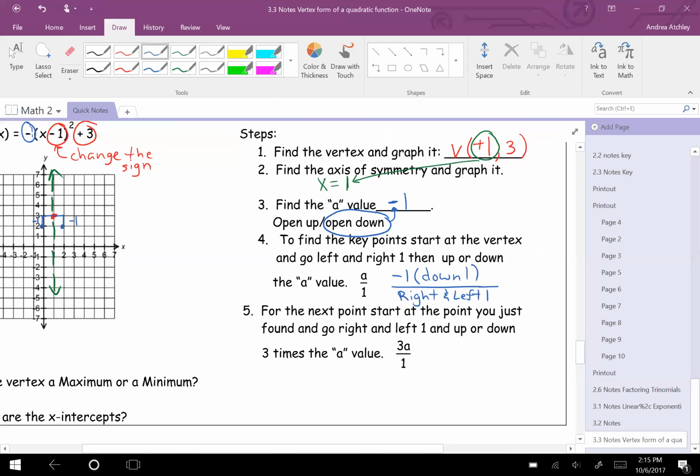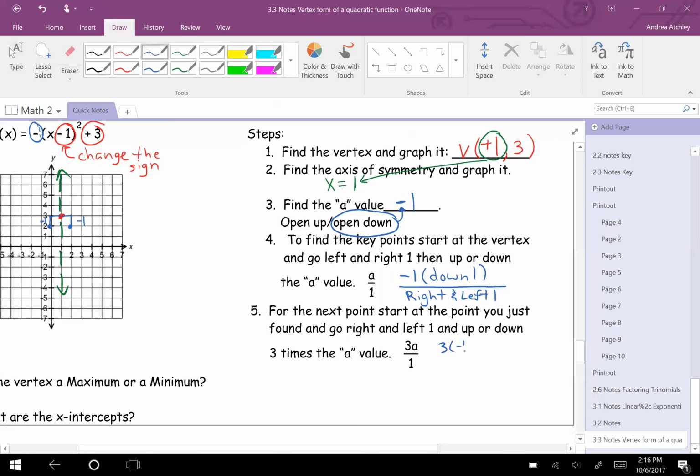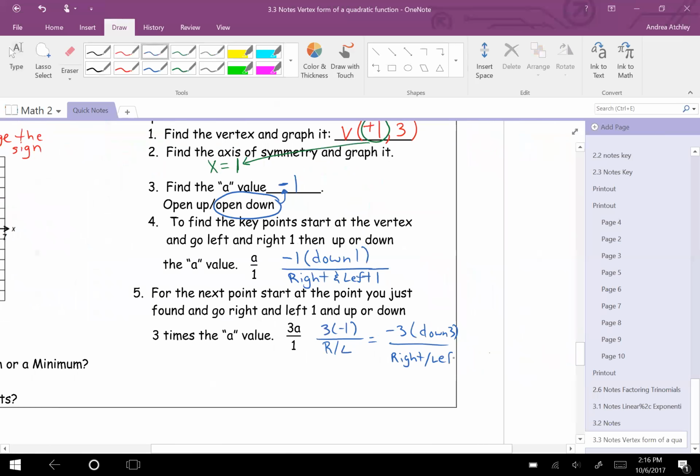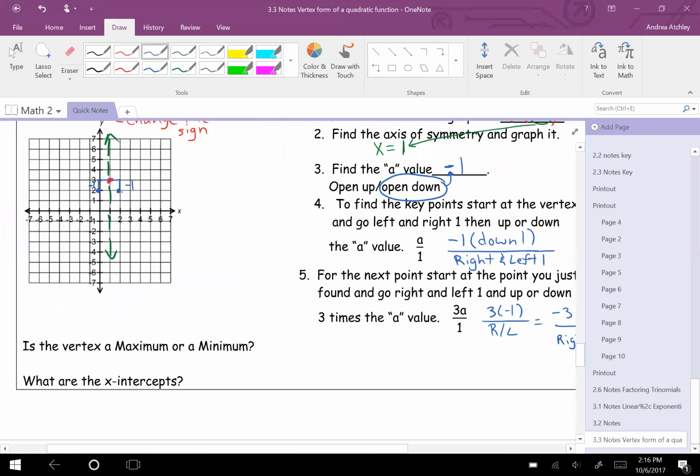Okay. But this is not a linear equation, so I'm not going to repeat that pattern over and over again, because it's not a constant rate of change. This has a patterned rate of change. So the first time you go right and left 1, and then down 1, the next time you're going to go from that point, right and left, and then 3 times a. So it's going to be 3 times -1 over the right and left 1. So this is going to be -3, so down 3, and again, right and left, always 1. So I'm going to the right 1 and then down 1, 2, 3. To the left 1 and down 1, 2, 3.